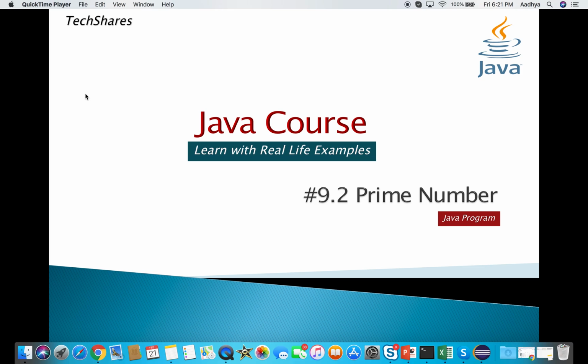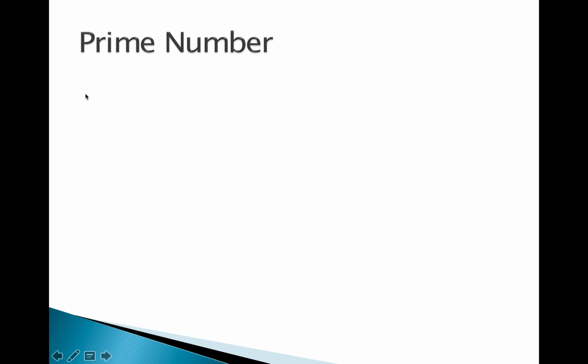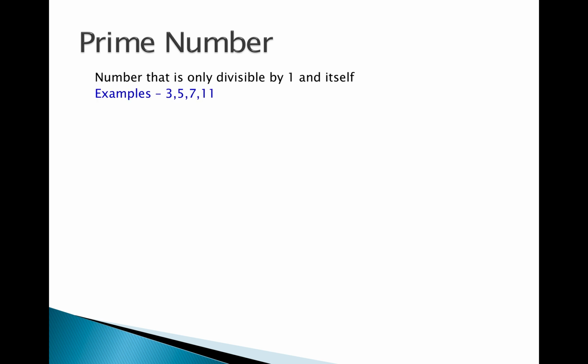In this session, we are going to discuss the prime number program. So let's see what a prime number is. A prime number is something which is divisible by 1 and itself. Examples are 3, 5, 7, 11. If you take any number, let's say 7, it is divisible by 1 and 7. It is not divisible by any other number apart from 1 and 7.